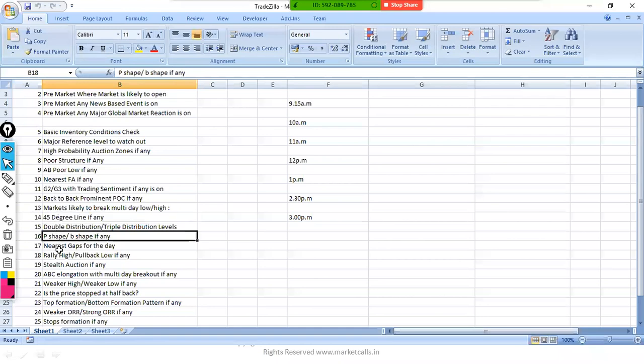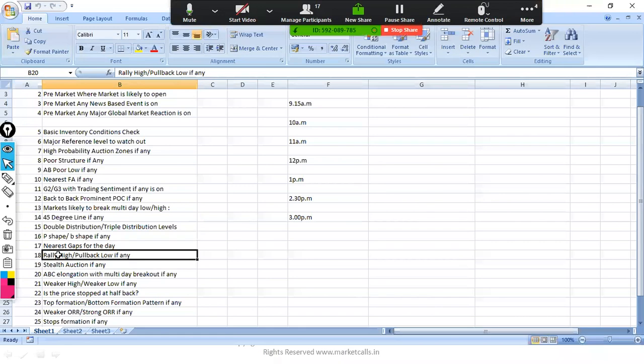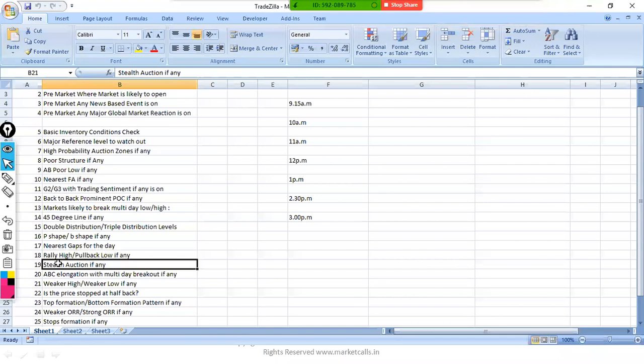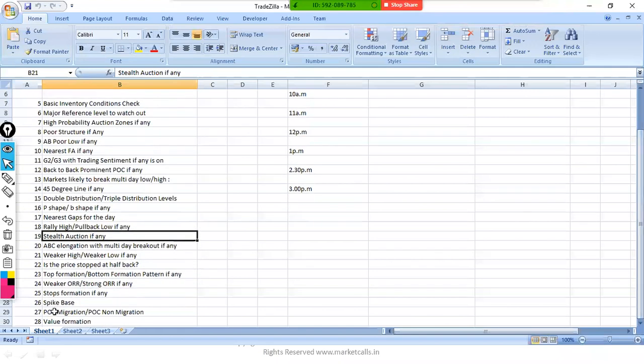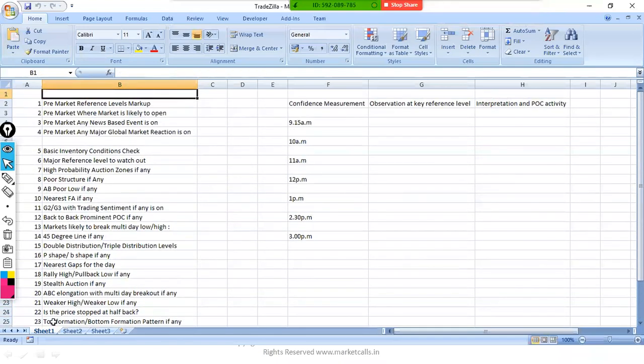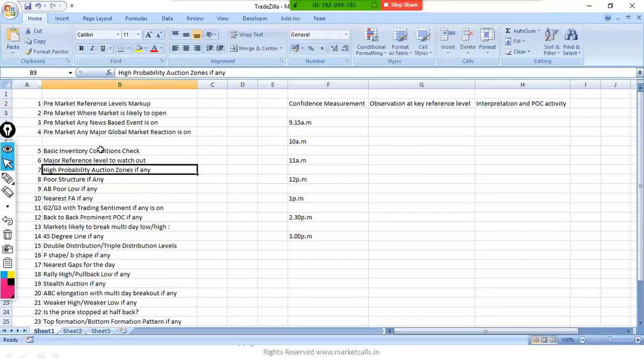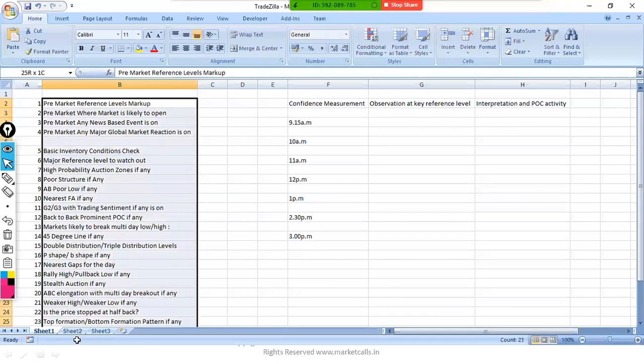If there is a rally high or a pullback low, then that will act like a potential support or resistance for the next day. If there is a stealth auction, then the market could do a contra trade the very next day. So you almost need to go through all these 28 round checks until you're getting familiar with these concepts. All these things need to be recorded before markets, while coming into the session, right?